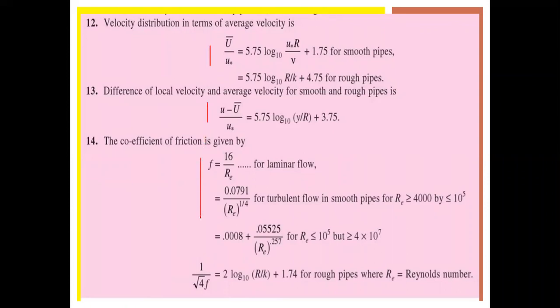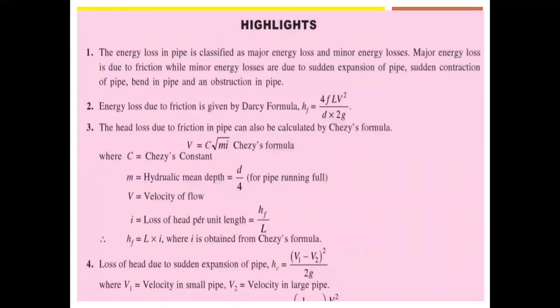Okay, next, energy losses in pipes are classified into two types: one is major energy loss, the other one is minor energy loss. What is major energy loss? Major energy loss is due to friction, while minor energy loss is due to sudden expansion in the pipe, sudden contraction in the pipe, fittings, pipe bends, and obstruction in the pipes.